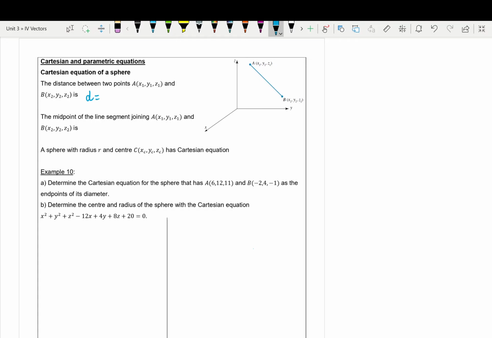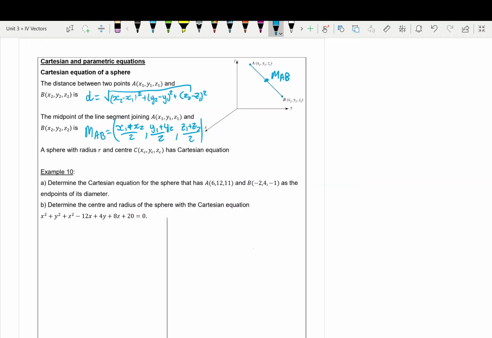So distance is equal to square root of x2 take x1 squared plus y2 take y1 squared plus z2 take z1 squared. The midpoint of the line, so let's call it MAB, is going to be found by just taking the average of the coordinates of this. So MAB is equal to x1 plus x2 on 2, y1 plus y2 on 2, and then z1 plus z2 on 2.